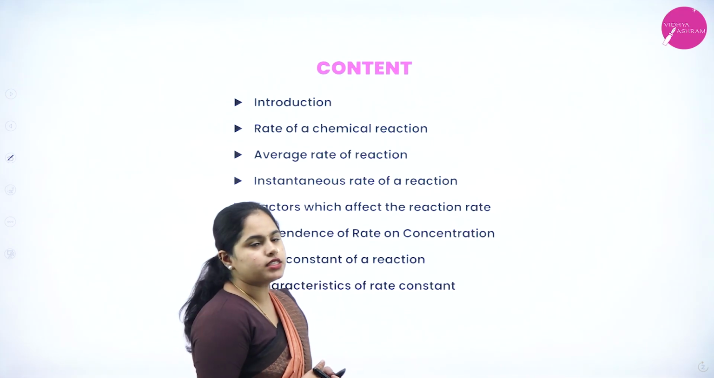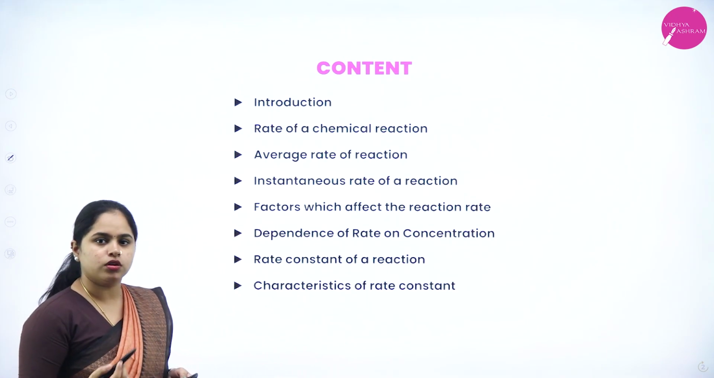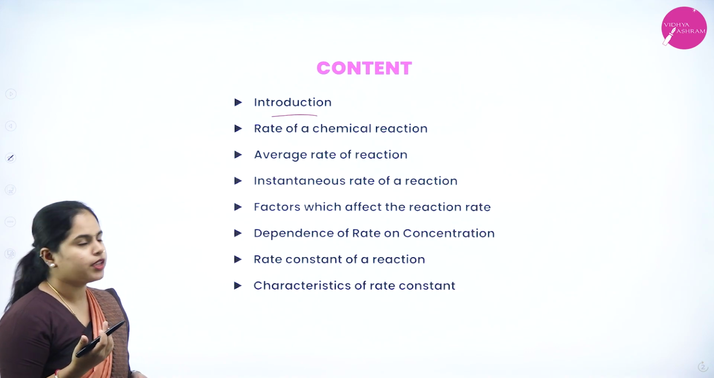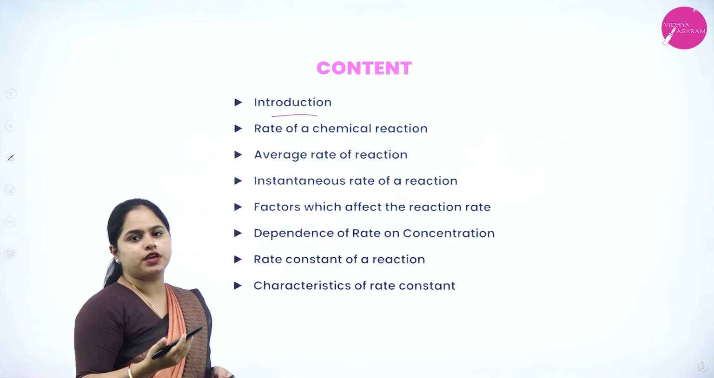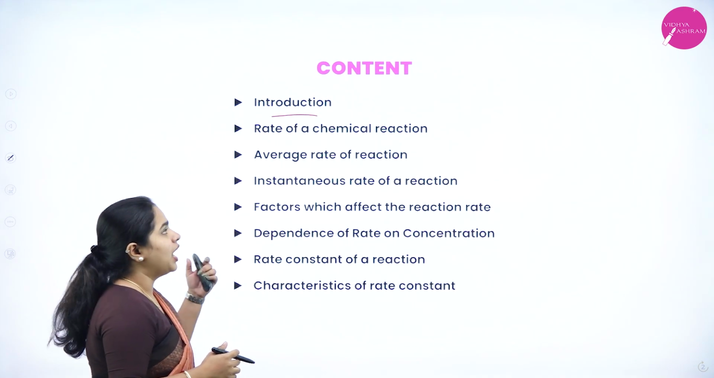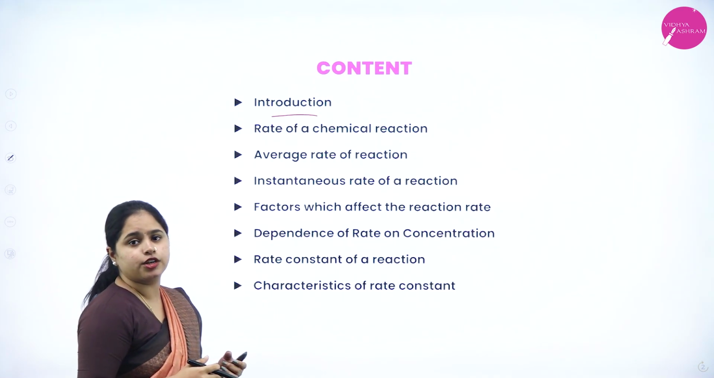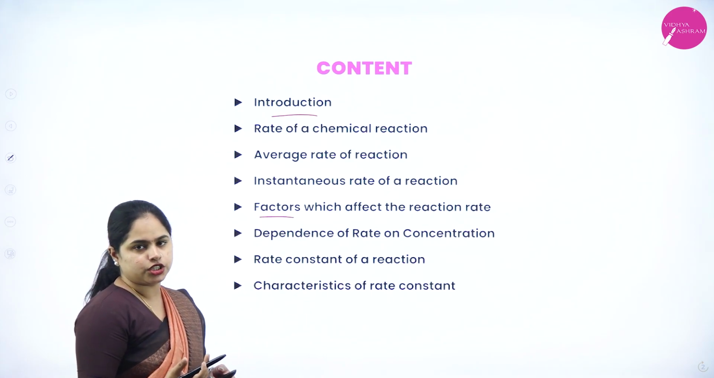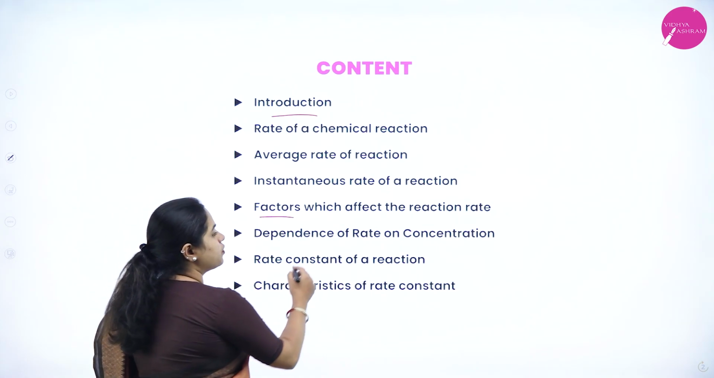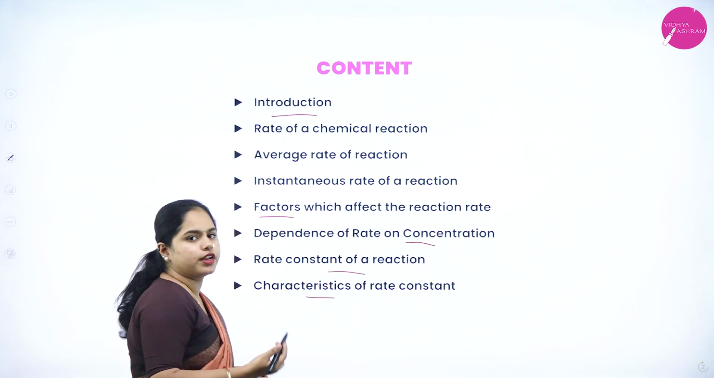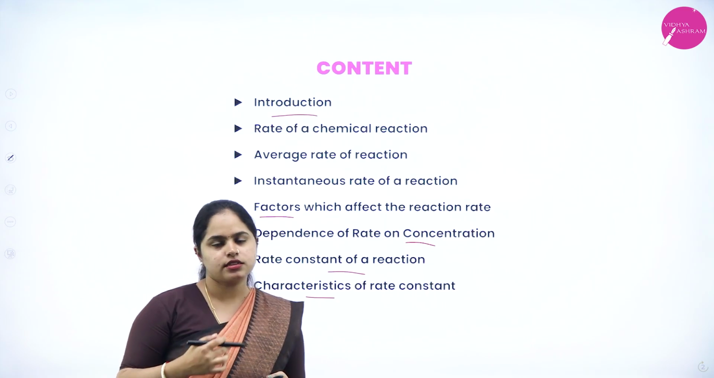In today's session, we are going to study, first of all, what is chemical kinetics, what we are going to study in this chapter, and what this branch of chemistry is. And then rate of chemical reaction, average rate, instantaneous rate of chemical reaction, then factors on which the rate of reaction depends, dependence of rate on concentration, rate constant of reaction, characteristics of rate constant. All this we'll cover in this session.